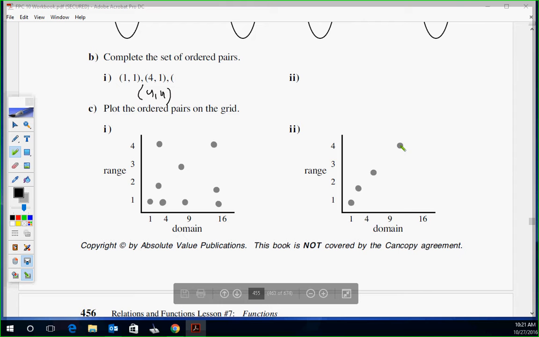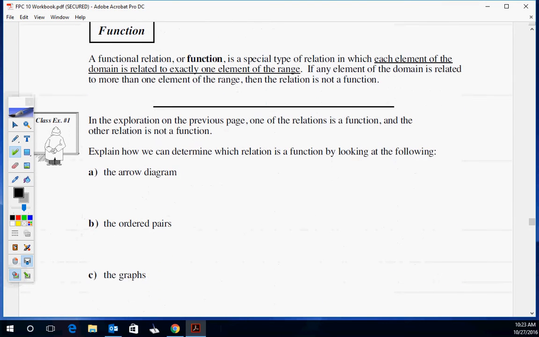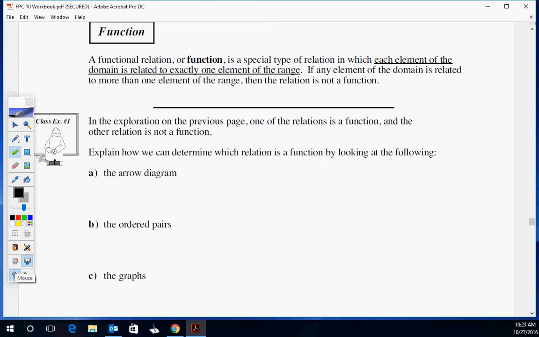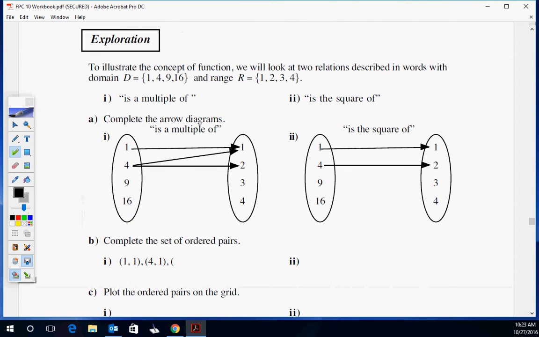Okay, so if we keep going here, a function is a special type of relation in which each element of the domain is related to exactly one element of the range. So that means, the reason the one at the top is bad, you can look at your mapping diagram. This is a no-no for a function. 4 can't go to multiple locations. That makes it not a function.